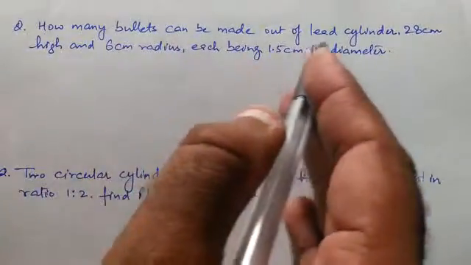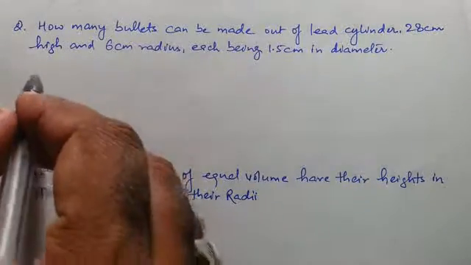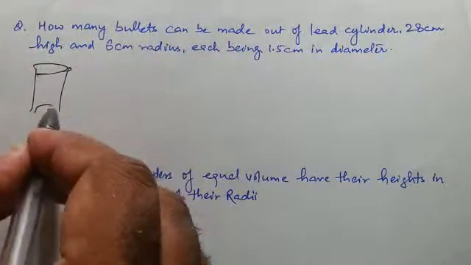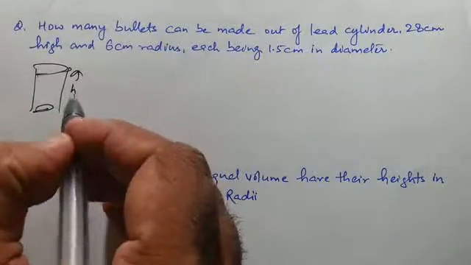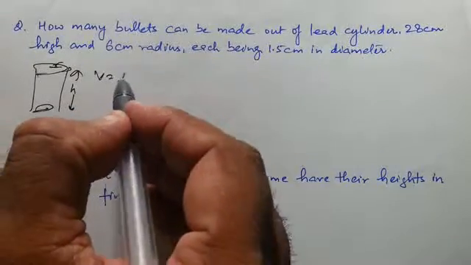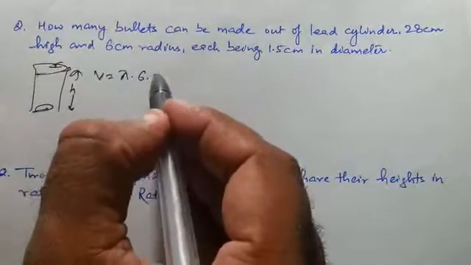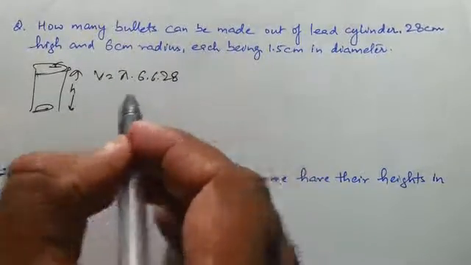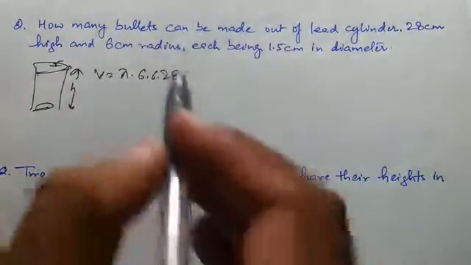How many bullets can be made out of a lead cylinder 28 cm high and 6 cm radius, each being 1.5 cm in diameter? So we are having a cylinder like this. We are given the height and we are given the radius. So what is its volume? Its volume is pi into r square into height, that is 6 into 6 into 28. So it's the volume. And what is the volume of a small bullet?